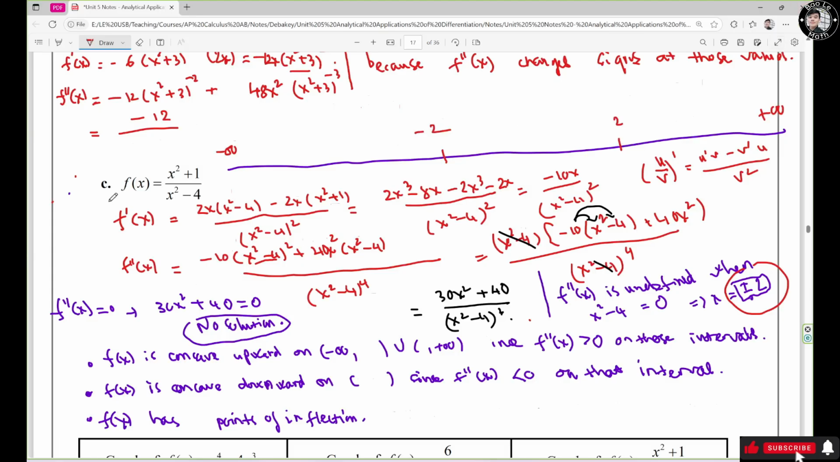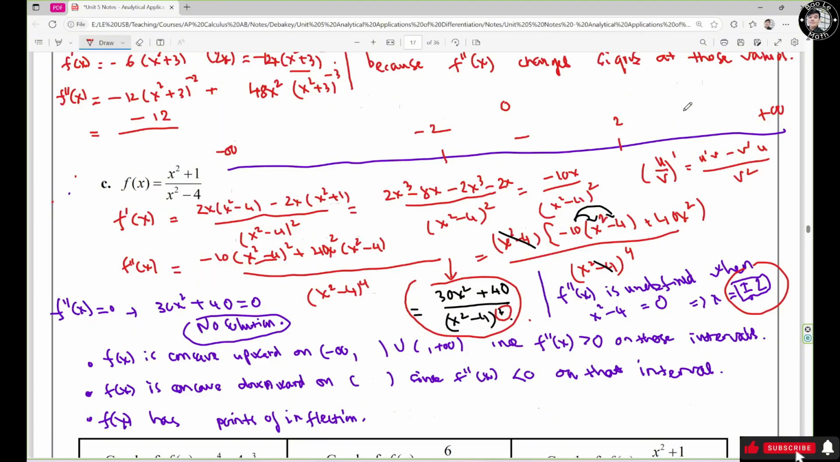Now you need to check the sign of f''(s), right? So here is f''(s). Now you're gonna pick a value, right? So I'm gonna pick 0 right here. I substitute into f''(s) right here. The top is positive, the bottom is negative, right? Because 0 squared minus 4 is negative 4, to the power 3. It's gonna be negative, right? So this interval is negative.